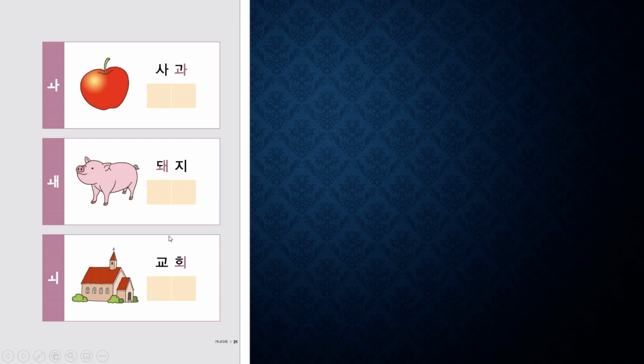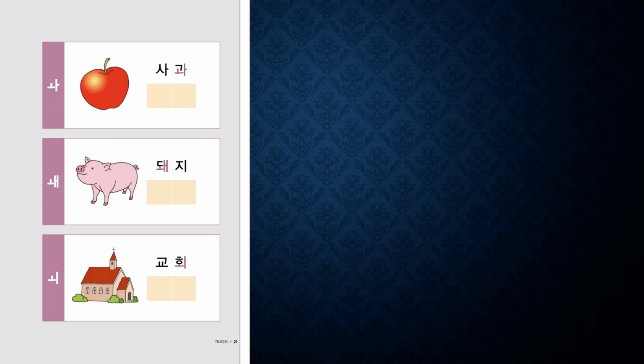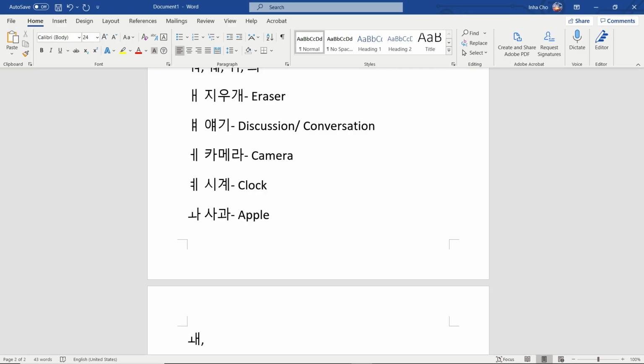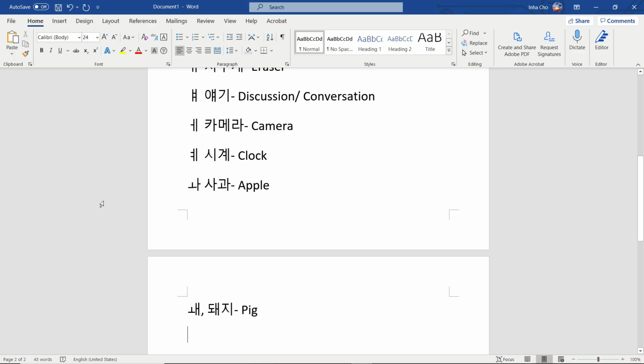Alrighty. The next page, page 21. You have 와, 사, then 기억, and then 과, 사과. 사과 is apple. We have 왜, which is 디귿, and then 왜, so 돼, 쥐, 돼지. 돼지 is a oink oink pig. And then finally you have 왜, which is of course 교, hyuk, and 회, 교회. 교회 is of course church.